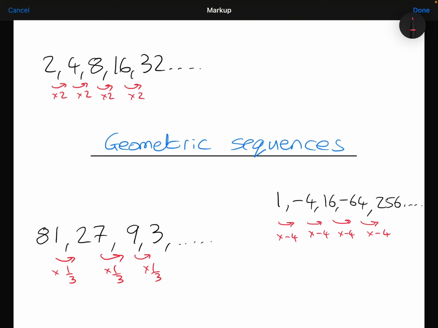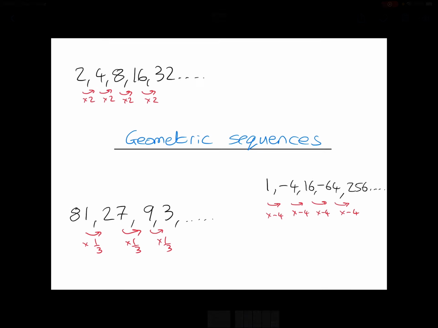So a geometric sequence is a sequence of numbers where between each two terms you have the same common ratio. You're multiplying by the same number each time.